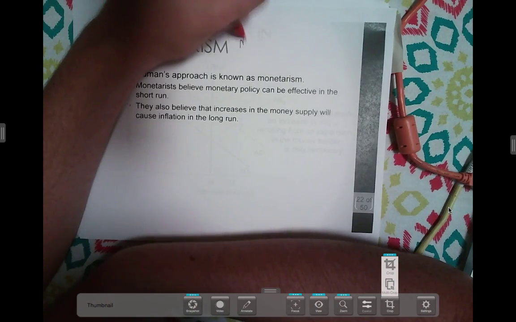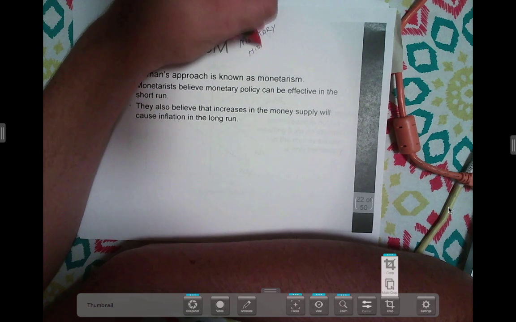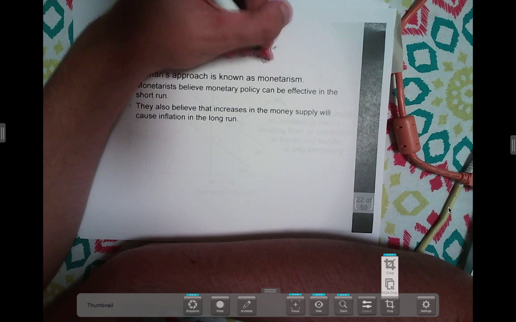Friedman wrote the seminal text, Monetary History of the U.S. I'm actually doing a little bit of a project on this right now.